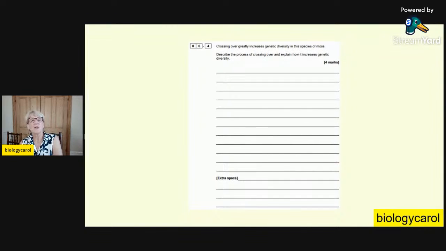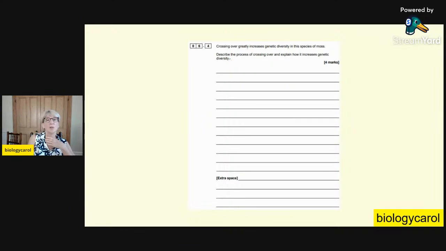Crossing over greatly increases genetic diversity in this species. And can I just say, it does in any other organism that sexually reproduces. Describe the process of crossing over and explain how it increases genetic diversity. 4 marks. Not quite sure how the marks are separated out. You could kind of go, it's likely to be 2 and 2.